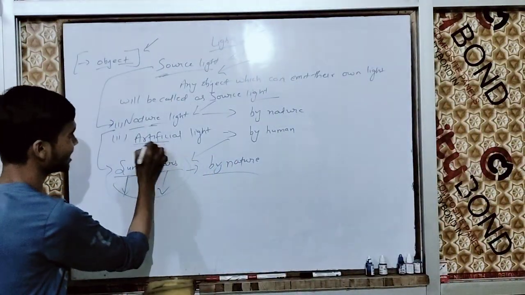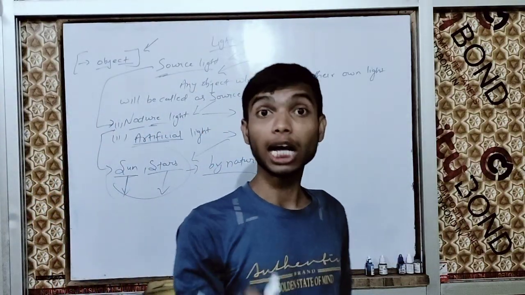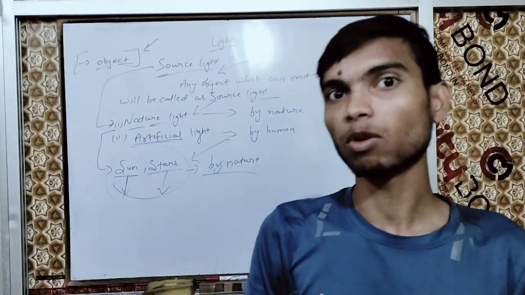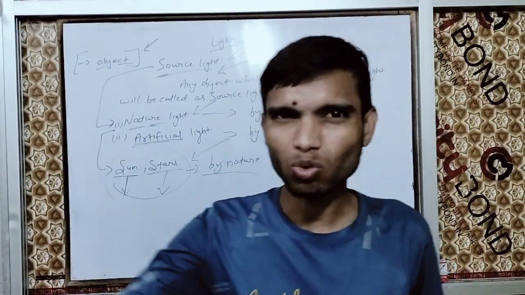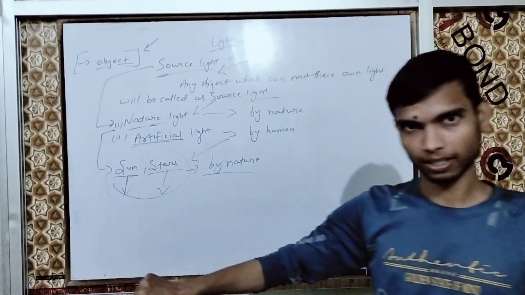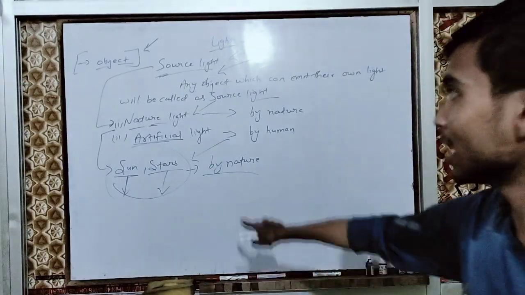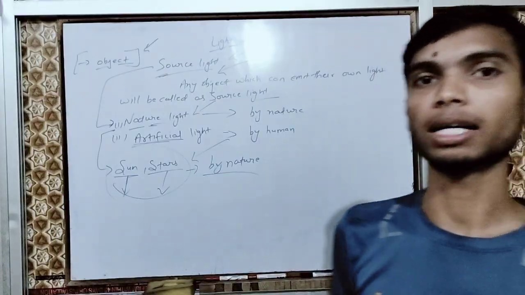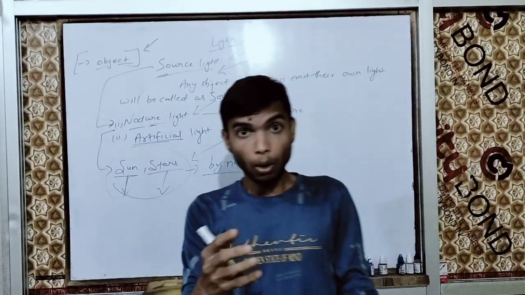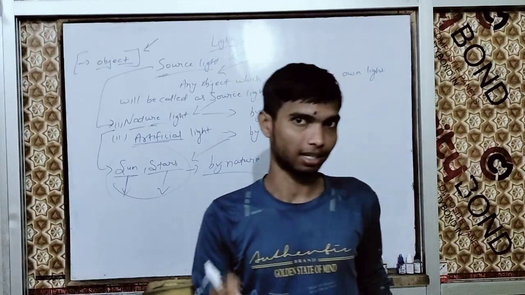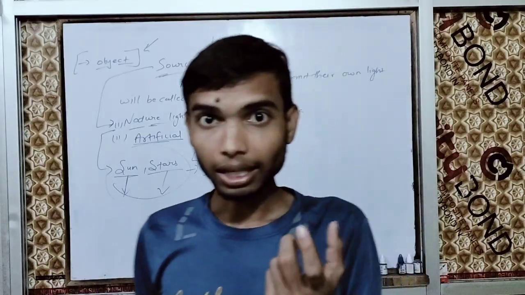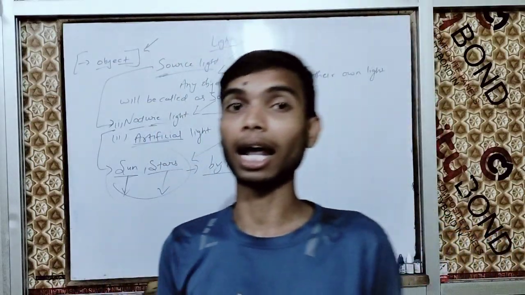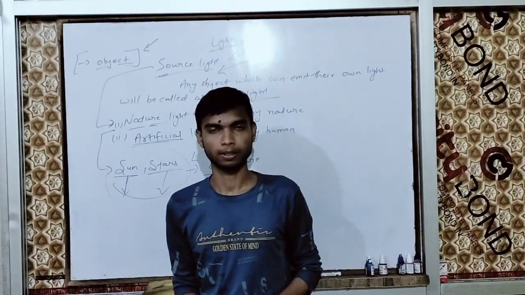From this word, you can easily understand the meaning of artificial light. It is also source light, but this type of source light is made by humans. This is the difference between natural light and artificial light. What I am saying is any source light which is created by humans will be known as artificial light. Artificial means made by humans. We create a light source, and now we will name that light source as an artificial light. Clear?